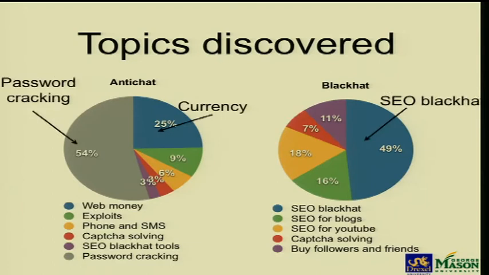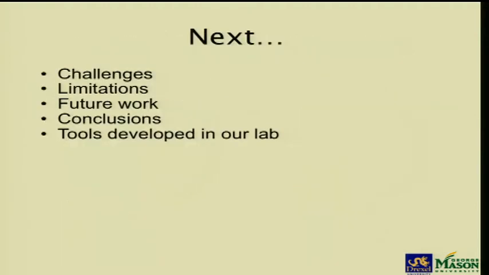On Antichat, the biggest topic was password cracking tools. It was a Russian forum, and people were using WebMoney as currency. BlackHat was a search engine optimization based forum, and we noticed the biggest topic was BlackHat SEO tools. There we also saw many tools that are specific to blogs, YouTube, and social networks. So now Aylin will go over and talk about the challenges we faced and the limitations of our approach.